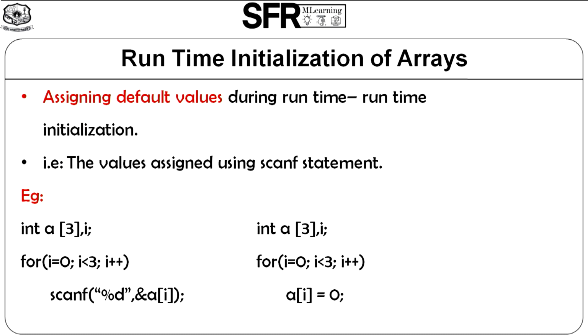The second type of initialization is runtime initialization. Runtime means while running the program we are going to assign the default values to the array. That can be performed using either the scanf statement or the assignment operator. I clearly explained both examples. In the first example, I initialize the array values using the scanf statement, and in the second example, I assign the values using the assignment operator.